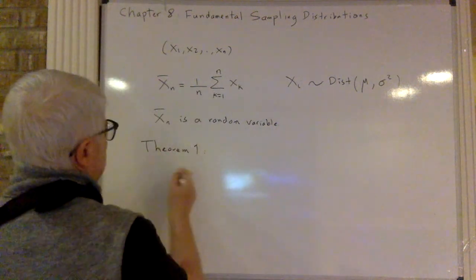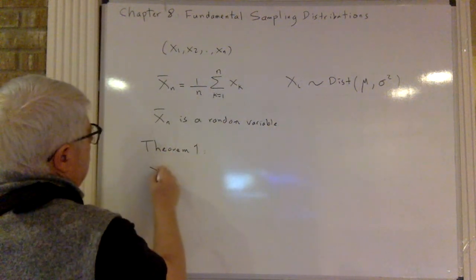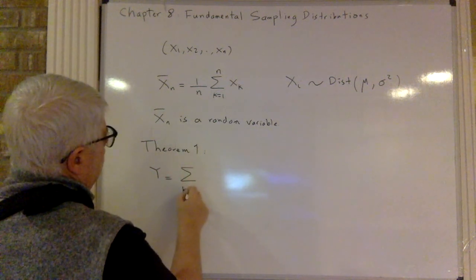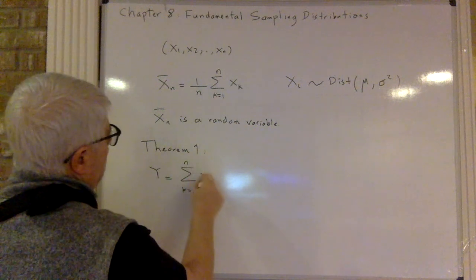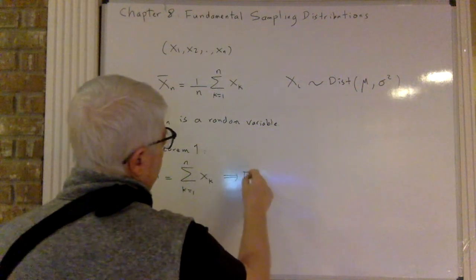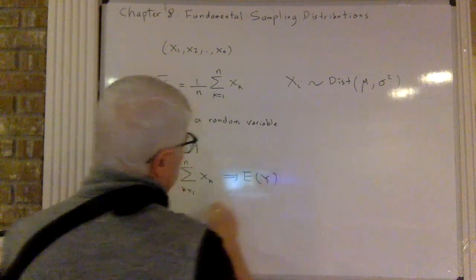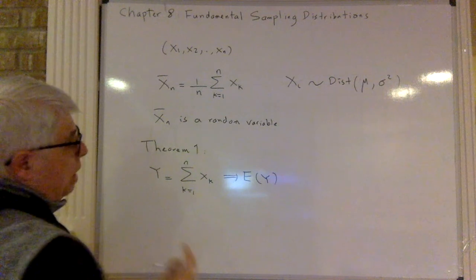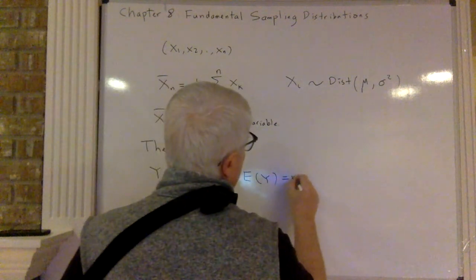The proof is the same. Let's say y is in fact the sum of xk, k from 1 to n. Then what is E of y? E of y is E of x1, x2, x3, and so on. So we have n of them. So that is n mu.